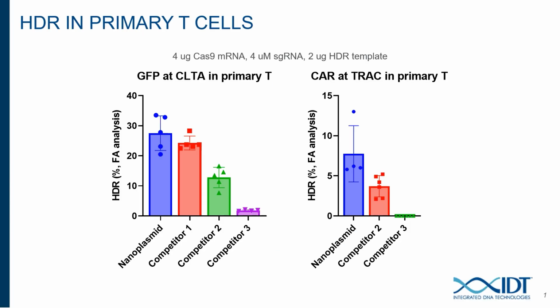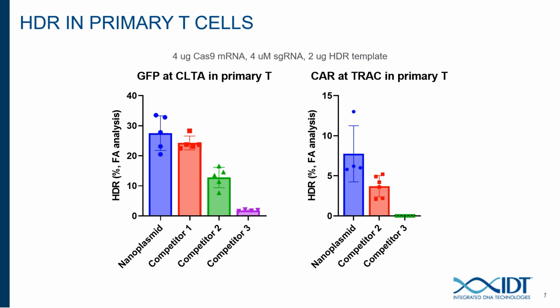This slide shows a comparison of template modalities in primary T cells. So this is 2 different targets and 2 different insert sizes. On the left is a GFP knock-in, so that's about 800 base pair. And then on the right is an anti-CD19 CAR knock-in template, so that's about 2 kb.